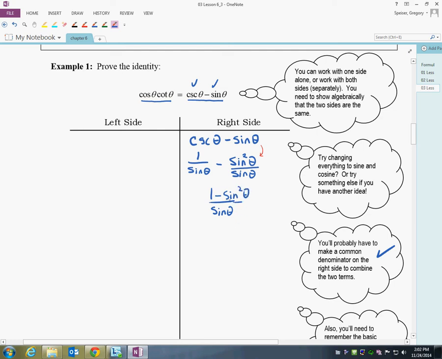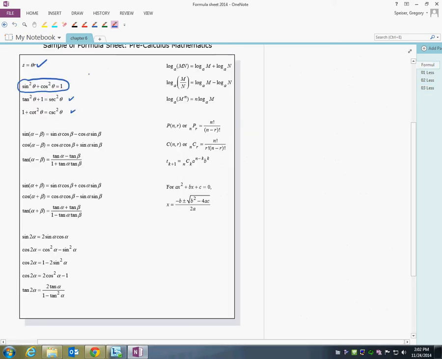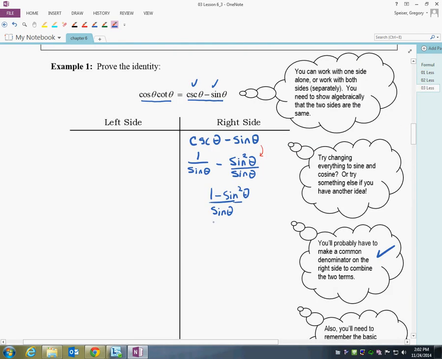Okay, well that looks great. I remember now 1 minus sine squared theta, which reminds me of, and I'll just pop over to my formula sheet, that reminds me of this one over here, sine squared plus cos squared theta equals 1, because if I subtract sine squared theta from each side, I get cos squared theta. So I can go over here and say, oh, cool. So in the numerator now, I can substitute cos squared theta all over sine theta.